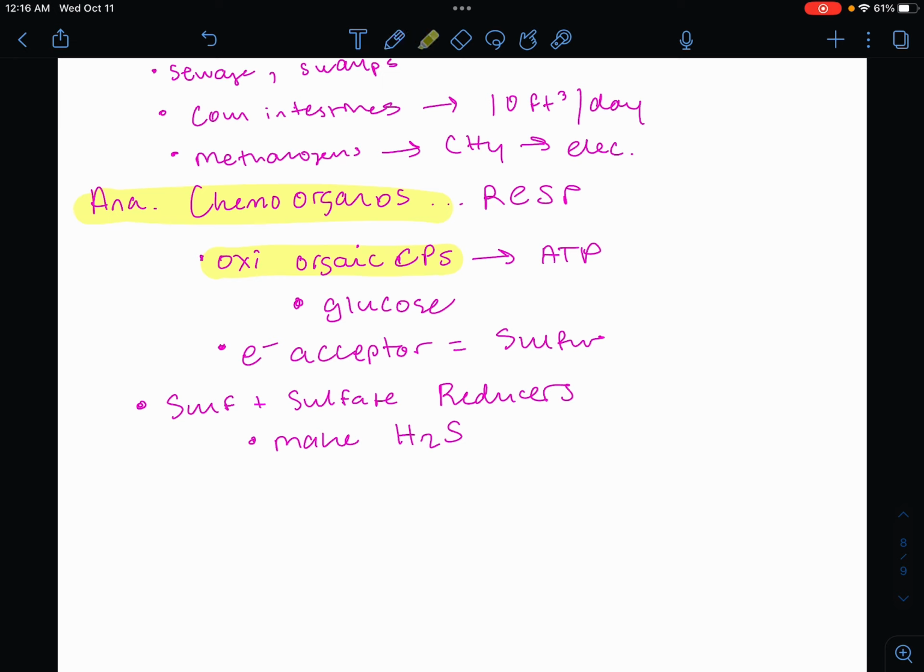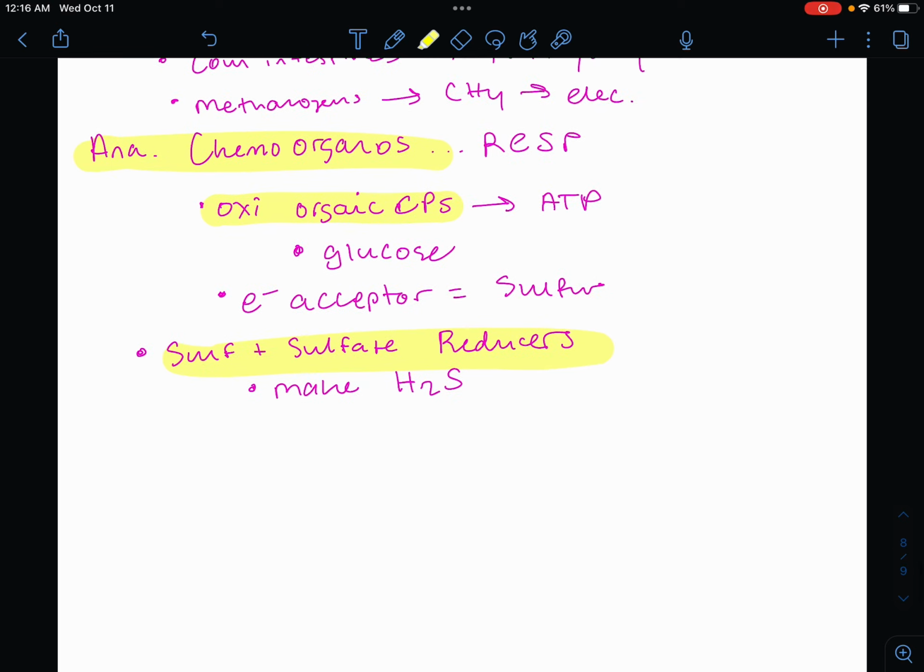Let me highlight the type of bacteria there. And this hydrogen sulfide is actually corrosive. So if you have these bacteria in metal pipes, they're going to do some damage. They're going to corrode that metal. They're also important in the sulfur cycle.